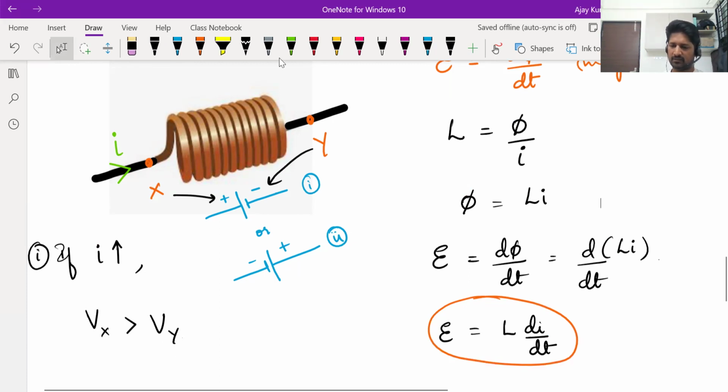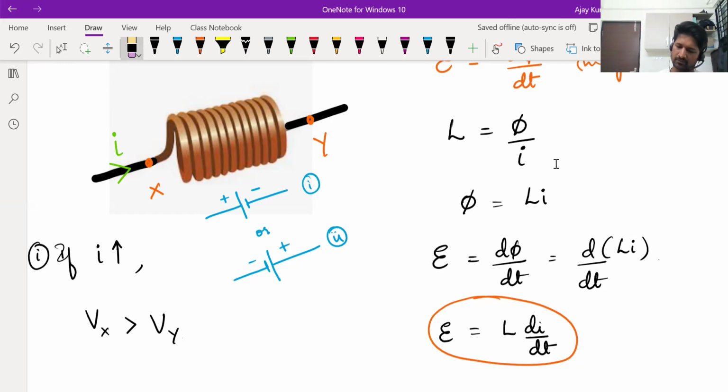Okay, Pradyun, is this clear? You can ask if you have any questions. So I hope you all understood. If current in the inductor is increasing, this is what will happen. Let's consider another situation now. Let's say current is flowing to the right itself, but the current is decreasing. Okay, second case.